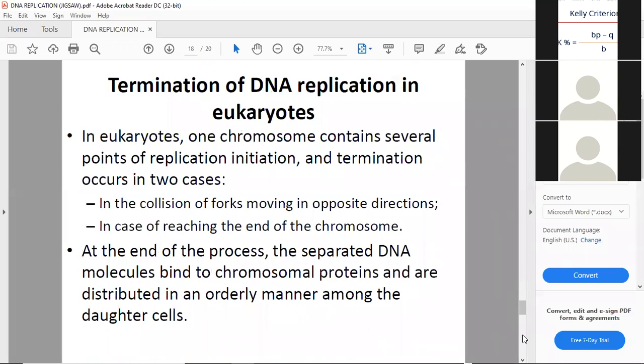The termination of DNA replication in eukaryotes is quite complex because one chromosome contains several points of replication initiation, and termination can occur in two cases: one, the collision of replication forks moving in opposite directions, and also in the cases where they reach the end of the chromosome.